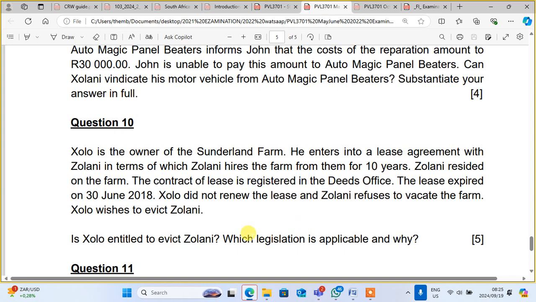So the only reason to say that is because applying the necessary legislation will mean that you have understood the question. The thing is that Zolani has a lease agreement which has been registered. Now the lease has expired. So it means that Zolani is no longer a lawful occupier.